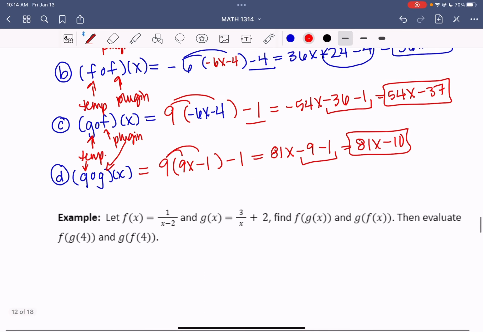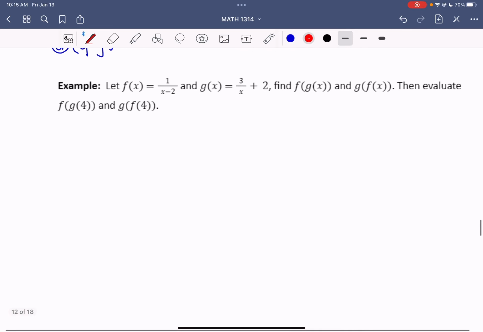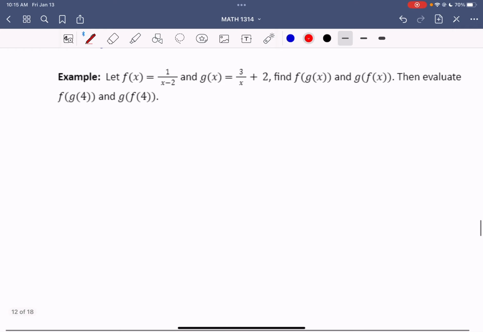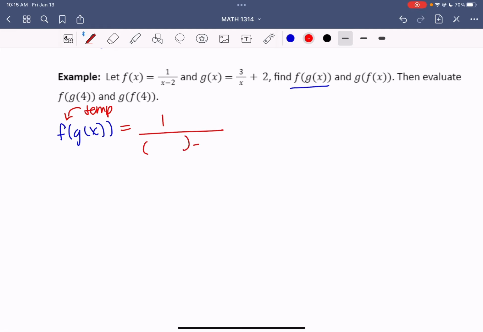The next example I want to do with you is because I want to revisit some of those fraction properties and make sure you're on task with those. And so in this one, the first thing I want to do is compose F and G. So when I compose F with G of X, again, following my directions here, that's going to be my template. And so I'm going to say, okay, what is my F equation? That is 1 over something minus 2.